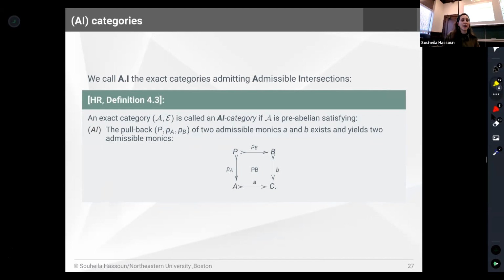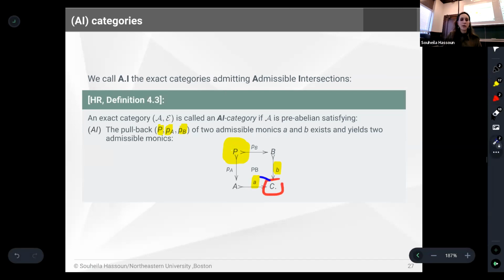So we take the pullback. We take this object here and we take the pullback of these 2 admissible monics, and let's say this defines the intersection of these 2. Okay, let me repeat. So I have C, an object. I took this admissible subobject and this admissible subobject, and I want to define the intersection of these 2, of A and B.